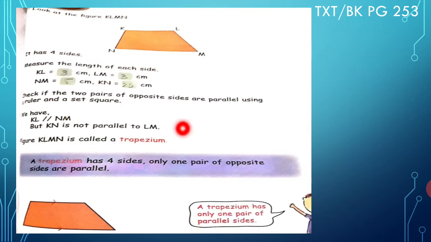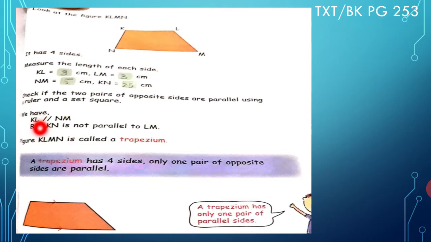Here is textbook page 253, students. Look at the figure KLMN. Again, a four-sided figure is given to you, students. Measure the length of each side. You will come to know that KL is equal to 3 centimeters, LM is equal to 3 centimeters, MN, this longer line, is equal to 5 centimeters, and KN is equal to 2.5 centimeters. Check if the two pairs of opposite sides are parallel using a ruler and a set square. Now again you have to check whether the two sides are parallel to each other or not.